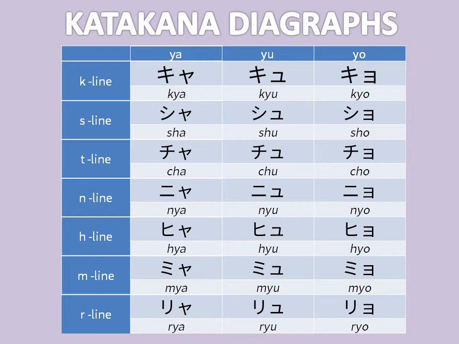So moving on, the na line, ni and ya becomes nya, ni and yu becomes nyu, ni and yo becomes nyo. Then the ha line, hi and ya becomes hya, hi and yu becomes hyu, hi and yo becomes hyo. Then the ma line, mi and ya becomes mya, mi and yu becomes myu, mi and yo becomes myo. And finally the ra line, ri and ya becomes rya, ri and yu becomes ryu, ri and yo becomes ryo.